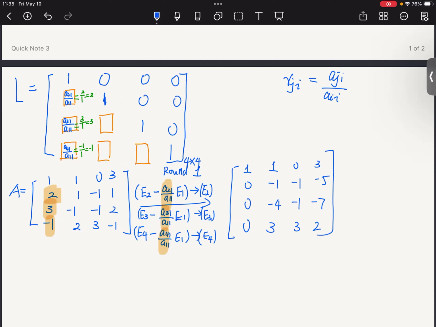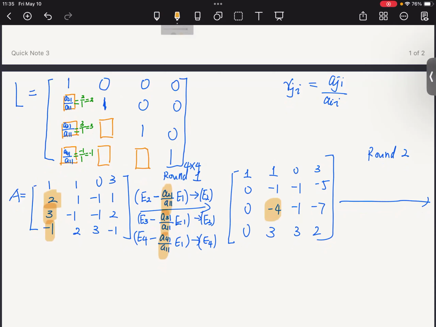And I'm going to proceed to the second round of row eliminations in the Gaussian elimination. For round 2, the goal is to eliminate this part to be 0, and also eliminate the 3 here to be 0. So for the orange part, we are going to change the row 3. So this is the row 3 place.